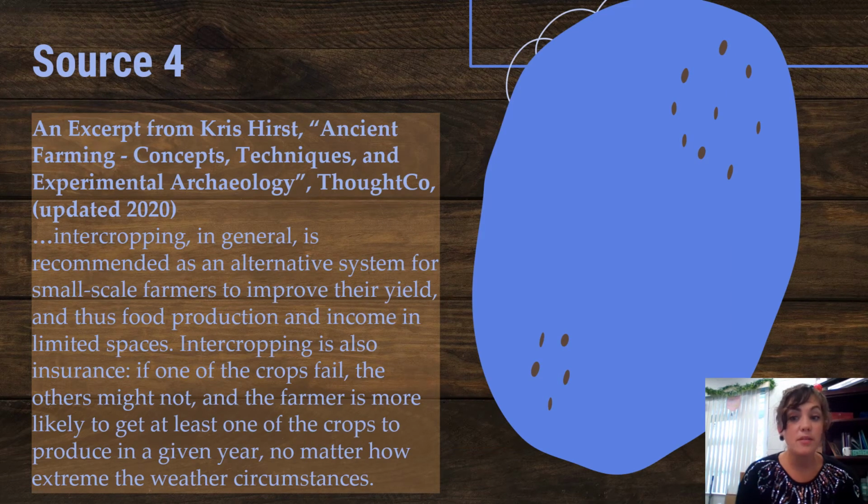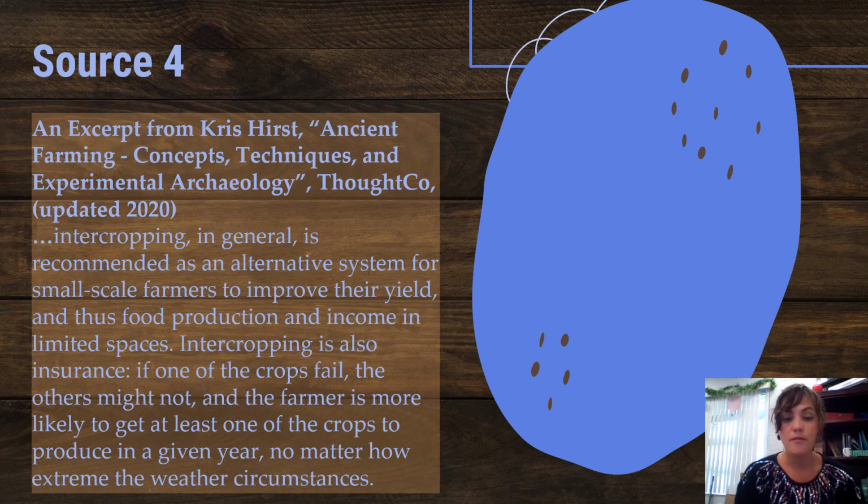All right, so this is Source 4 continued, so it does go on to tell us. It says intercropping in general is recommended as an alternative system for small-scale farmers to improve their yield. And their yield is like how many crops do they get, right? Or how productive are their crops is a better way to say that. And that's food production and income in limited spaces. So you get more food, and then if you are bartering or trading, because this is talking about even more recent, then you get more food to barter or trade, right? Or sell.